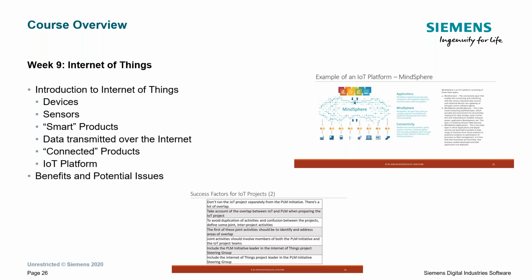And all of that can be handled by an IoT platform that you see up in the right-hand corner. For example, Siemens system is called MindSphere. So we're talking about what is going on in the Internet of Things and how a company can actually make it work. And then we talk about some of the benefits and what some of the issues are and some of the success factors. Next one, please, Jen.